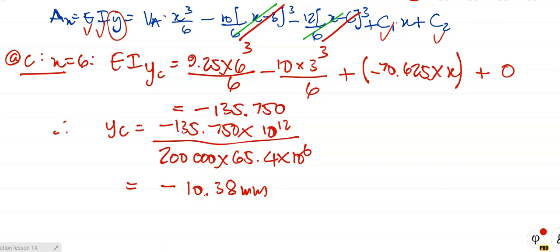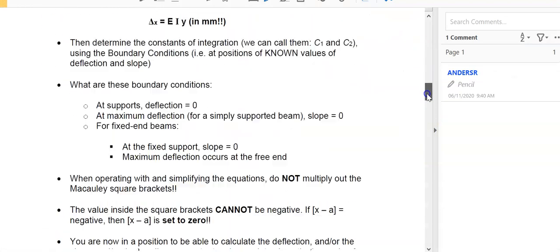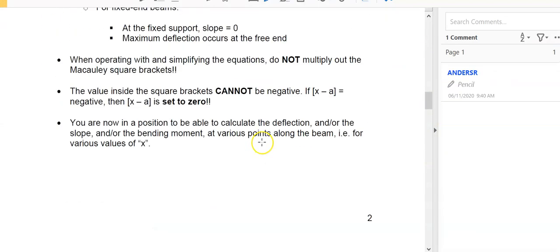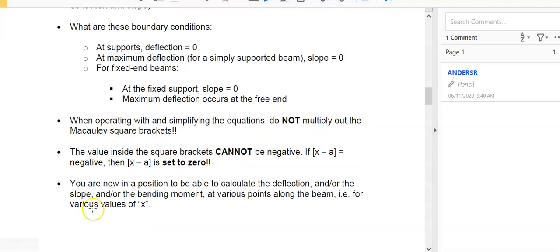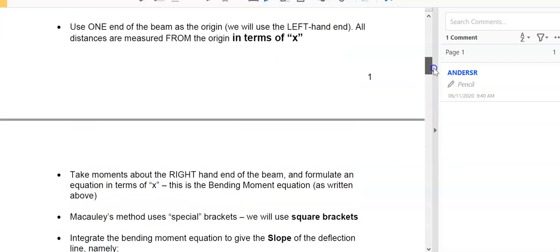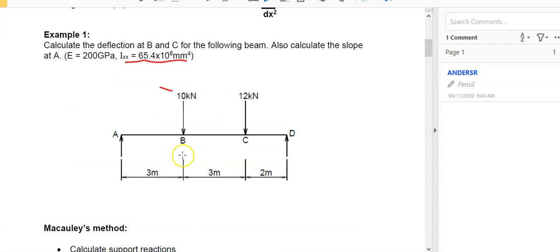I'm going to flick back to my document there. Let's see. It says here, when operating the last bullet point there, you are now in a position to be able to calculate the deflection and or the slope and or the bending moment at various points along the beam for values of x. We just done that. We calculated the deflection at B and at C, and at B x is equal to 3, and at C x is equal to 6. So we answer that part of the question there.